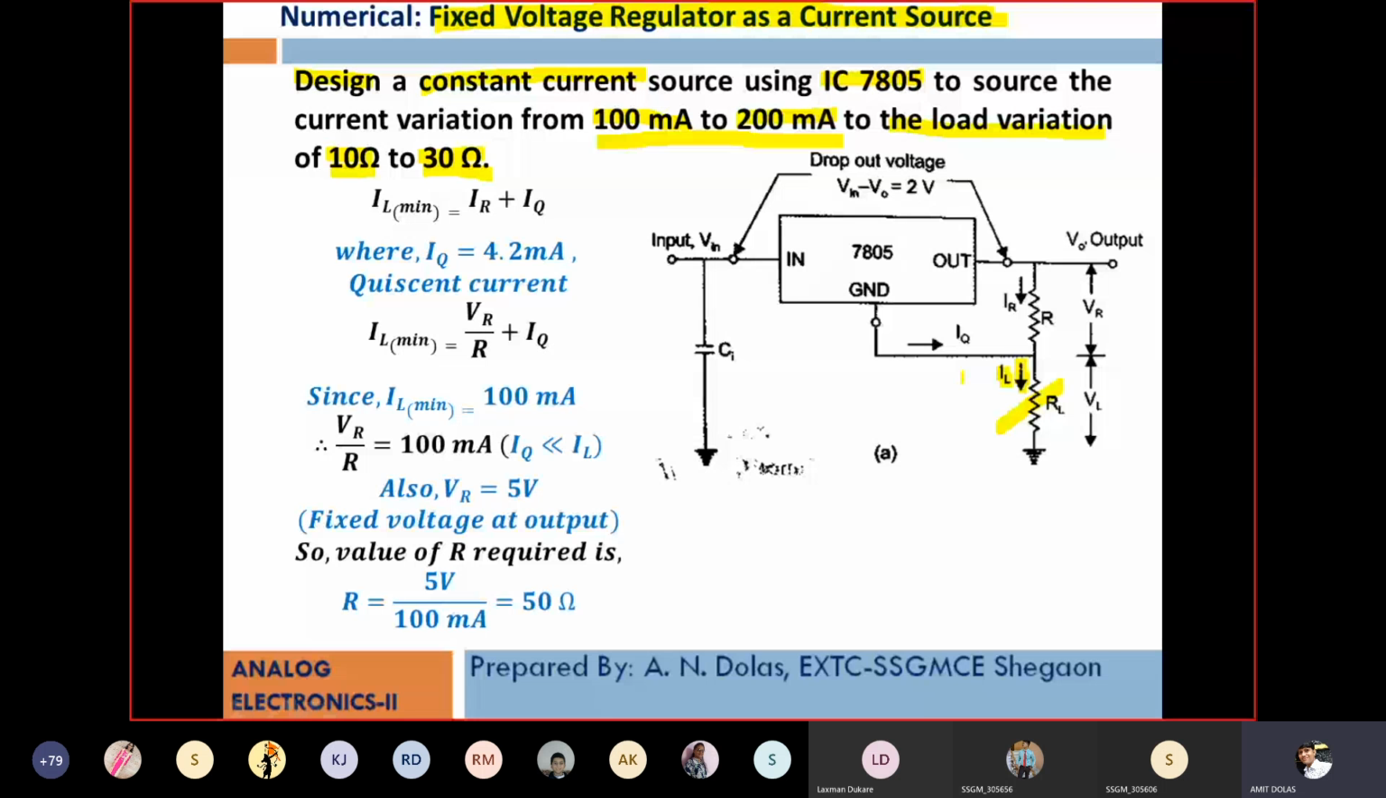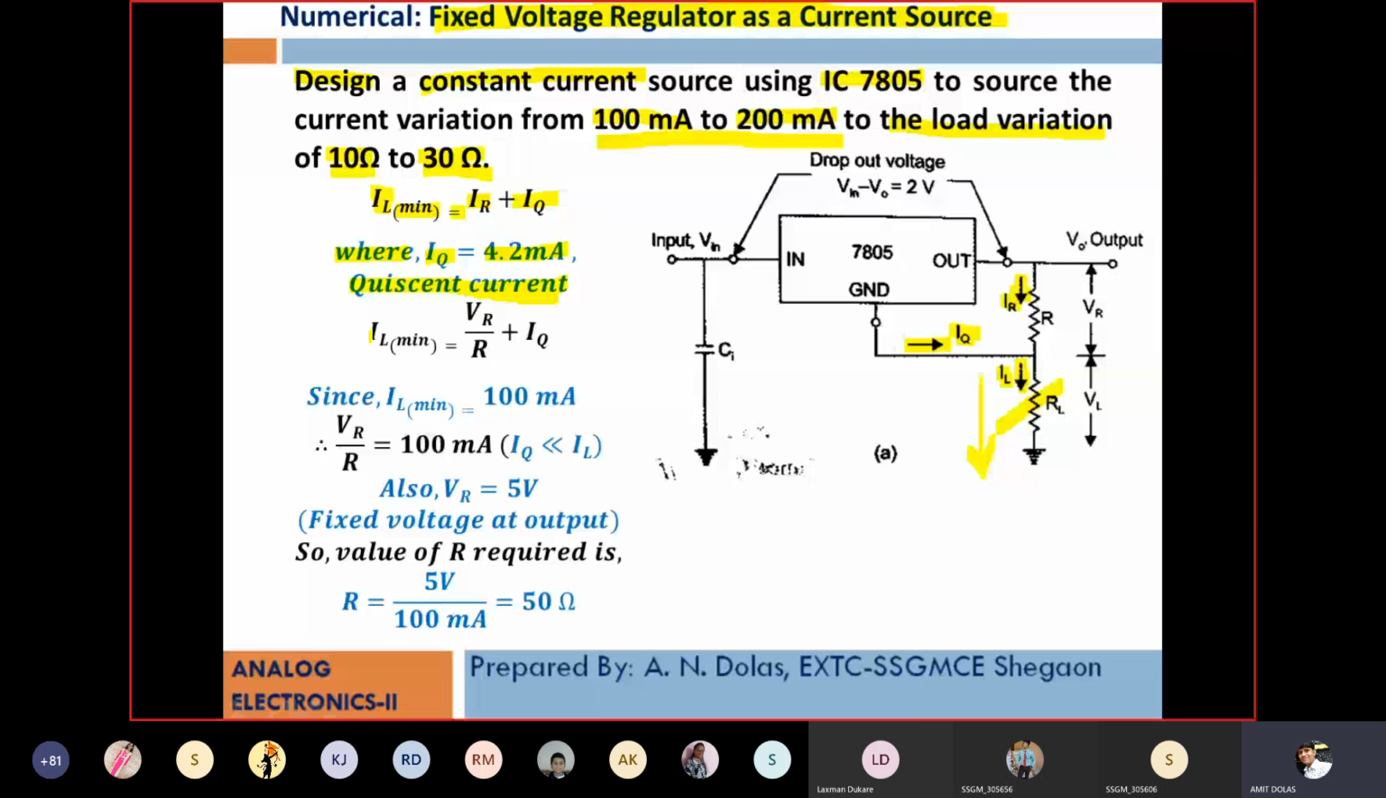Now what is the load current? We know the load current is passing into the load resistance RL, which is a combination of the current coming from the output terminal of the IC, referred to as IR, and the current coming from the ground terminal of the IC, referred to as quiescent current IQ. Therefore, the minimum load current is equal to IR plus IQ, that we have seen in earlier lecture, where IQ is the quiescent current, which is very small, that is 4.2 milliampere. Of course, the manufacturer has designed this IC so that IQ will be 4.2 milliampere only.